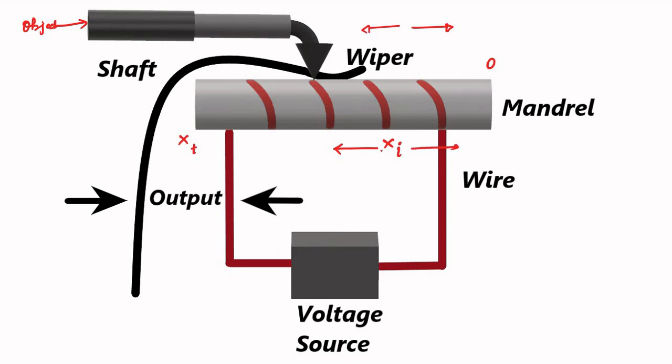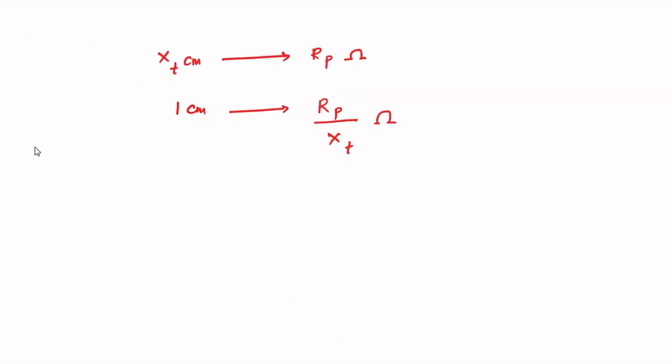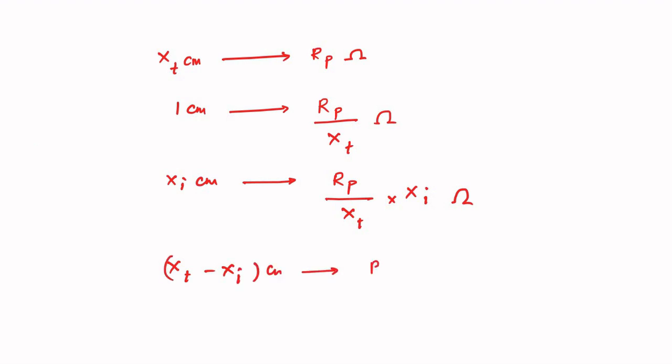So for this much position, xi centimeter, the resistance will be Rp by xt into xi ohm, this much, and the remaining will be xt minus xi centimeter, which is equal to Rp by xt into xt minus xi ohm, this much. So this is how it is done.